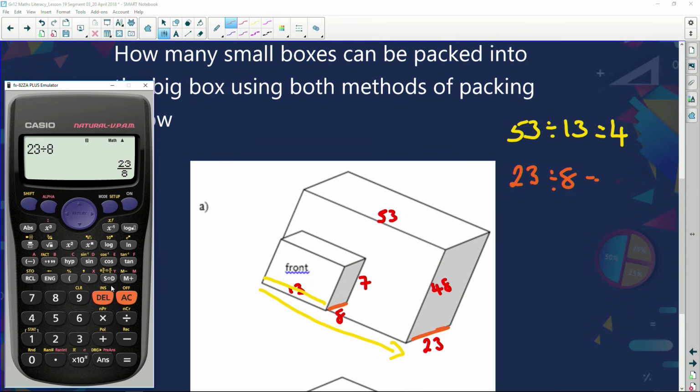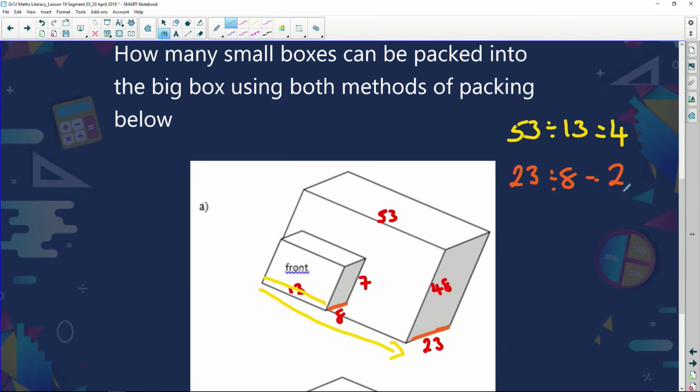And my answer then is 2,87, which is 2. Even though it's close to 3, we can almost fit another one in. We can't fit it in. So only 2 can fit in. What are we going to do with that extra space? We're going to push plastic bubble stuff in there.